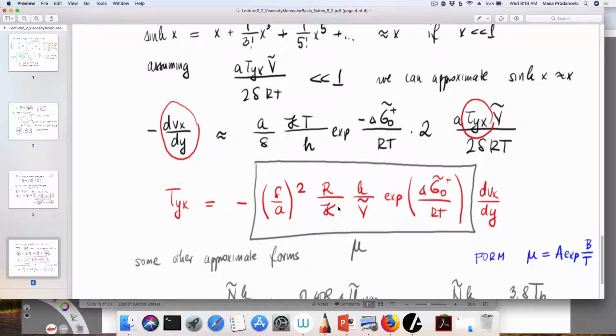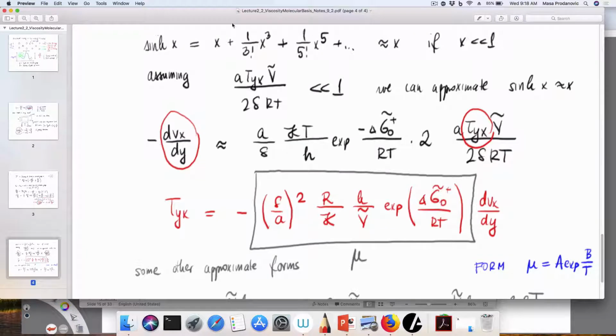So in this situation, assuming that this number is small, so I have, for instance, not very large shear stresses, in that case, I indeed confirmed that tau yx is approximately minus mu dvx/dy, mu being a property that just depends on the liquid. Okay?